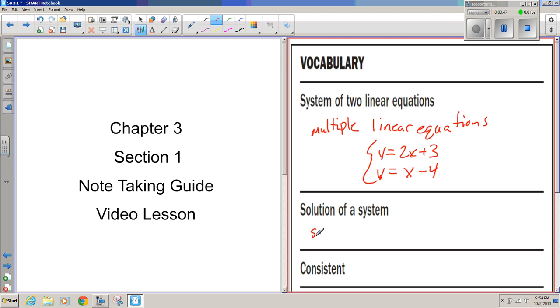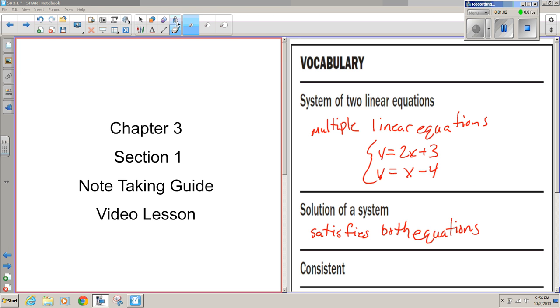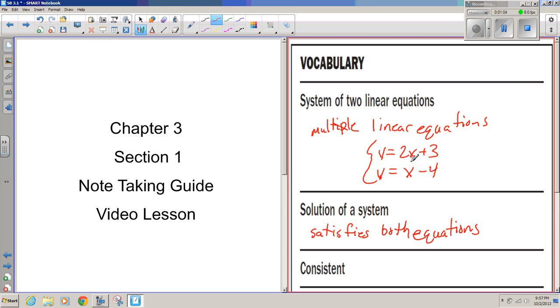A solution satisfies both equations. So what this means is a solution satisfies both equations. If we wanted to check negative 7, negative 11, if we were told that this is a solution to the system, you'd have to actually plug it in and see if it works.